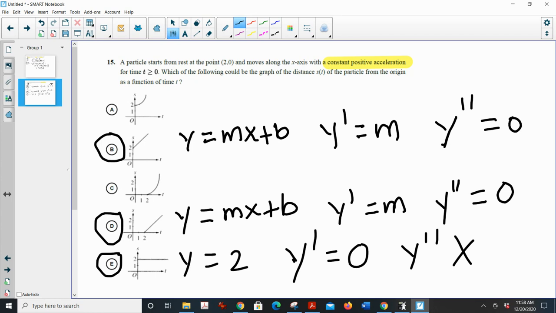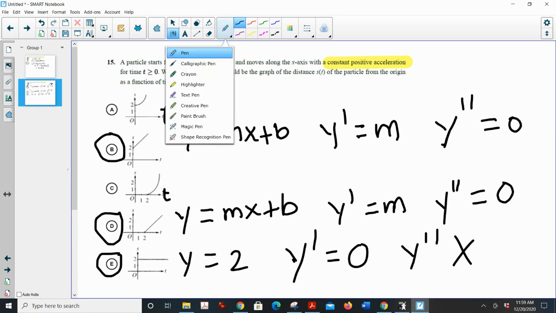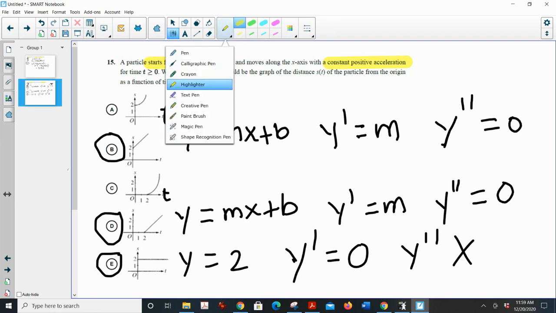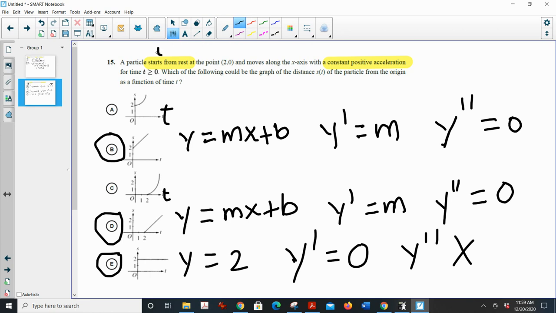Now, the thing to remember when you're looking at a position function on a graph is that t, and I'm going to emphasize this here, t is your horizontal axis. And it said that this particle, I'm going to grab my highlighter again, starts from rest. Now, rest means t equals 0. So that means you want A. This one is the one you want.